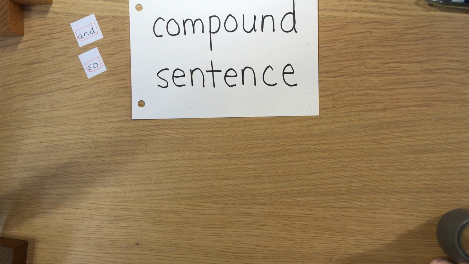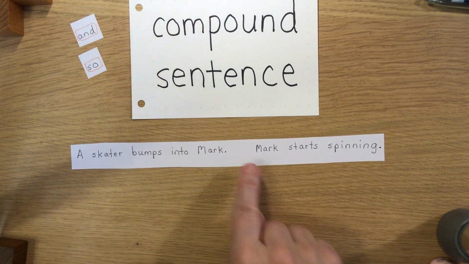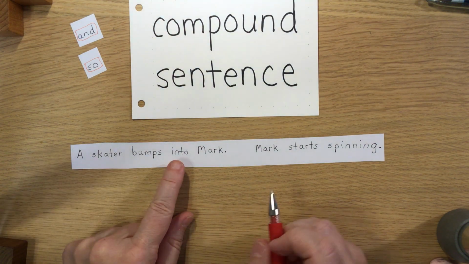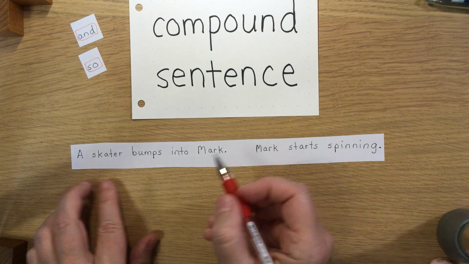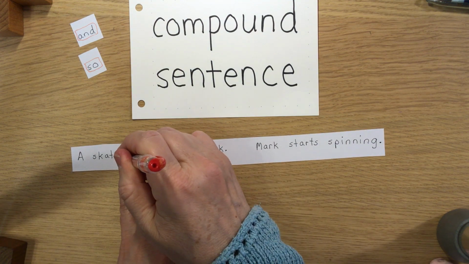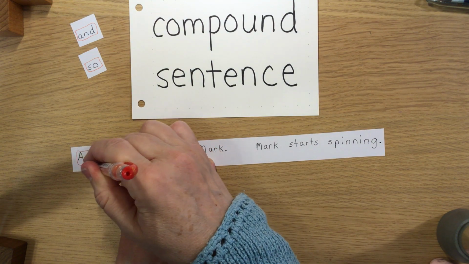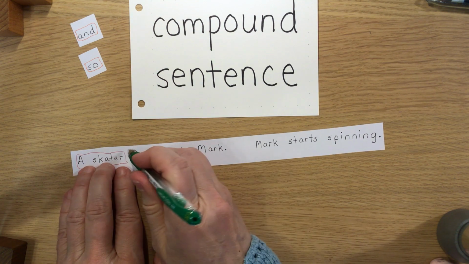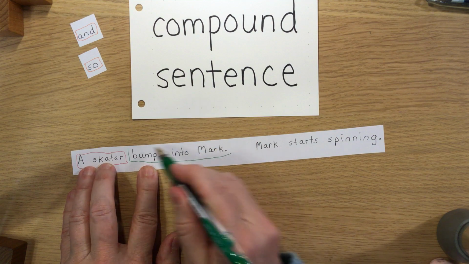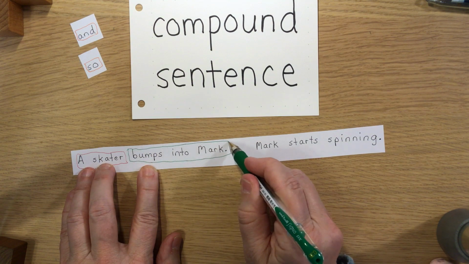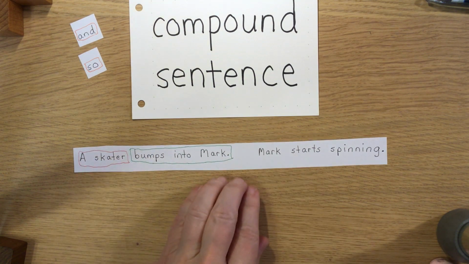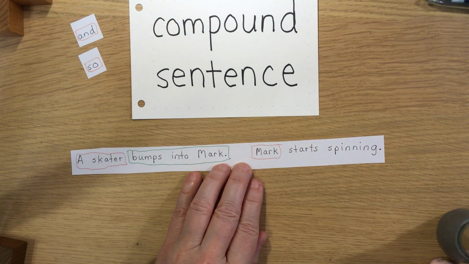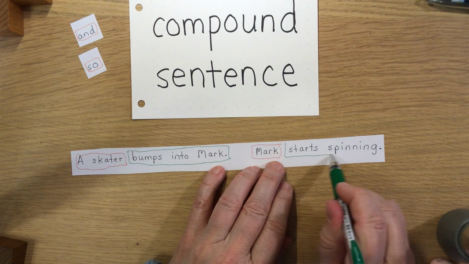Well, let's see here. Let's try this one. Okay, so we have two sentences. Let's see if we can make sure we see them here. Okay, so let's look at the first one. Who is our sentence about? It's about a skater. That's the subject. We have our predicate, bumps into Mark. A skater bumps into Mark. And then in our next sentence, we have a subject, Mark, and we have a predicate, start spinning.